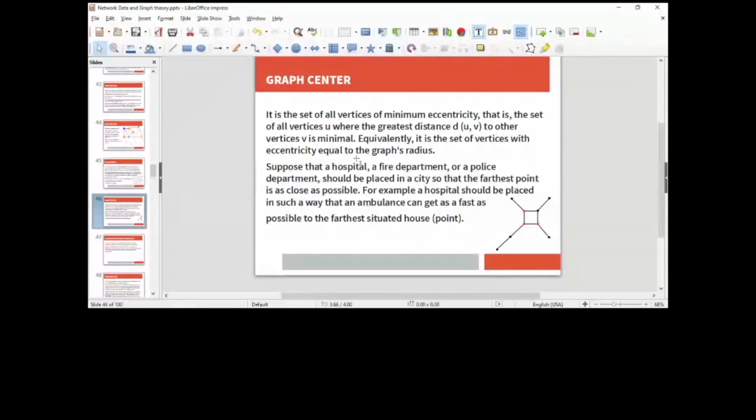It is a set of vertices of minimum eccentricity, that is, the set of all vertices where the greatest distance d to other vertices v is minimal. So if you look at it here, it's at the center of town. For instance, a hospital should be placed in such a way that an ambulance can get as fast as possible to the farthest situated house. You want to place your ambulance in such a way that nobody is cheated in a city. So that's the graph center algorithm.